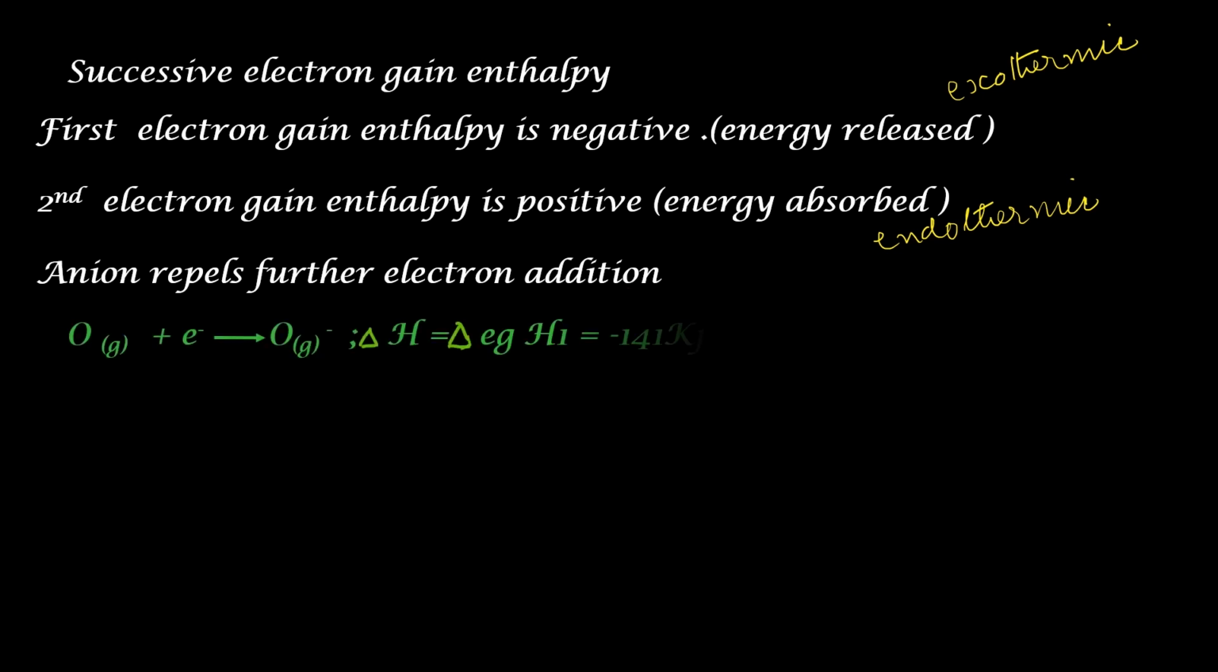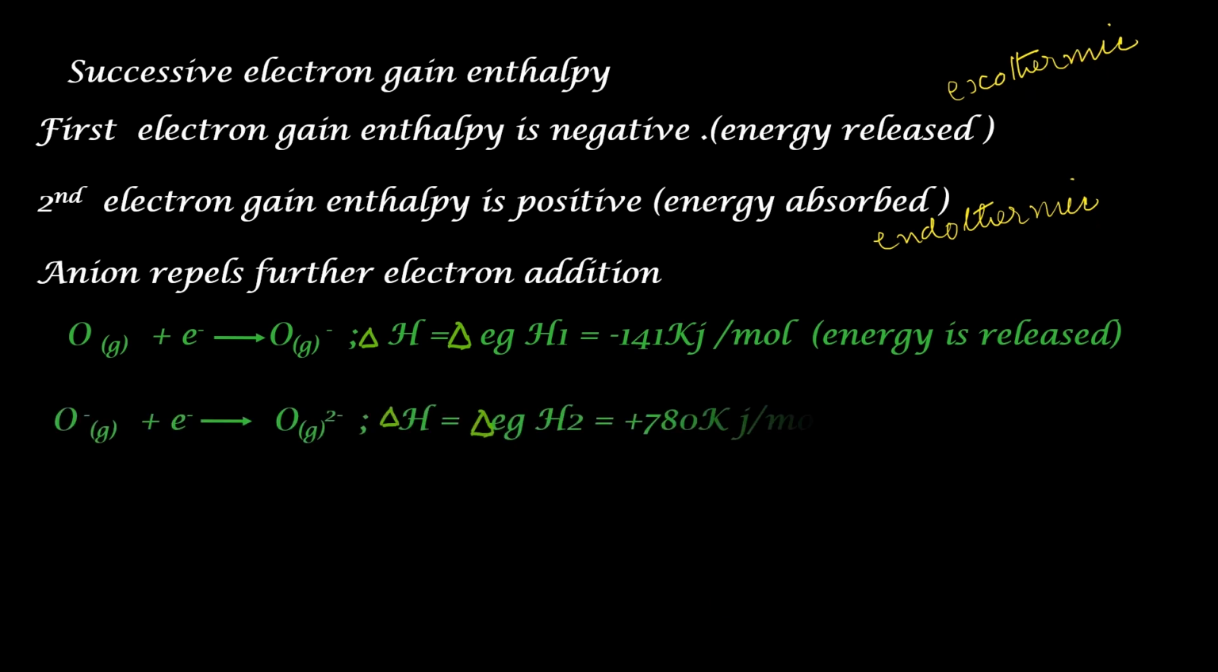For example, the first electron gain enthalpy for oxygen is negative 141 kilojoules per mole. That much energy is released. The process is exothermic. For the second, the value is positive 780 kilojoules per mole. That is, energy is absorbed. It is an endothermic process. O negative becomes O2 negative.